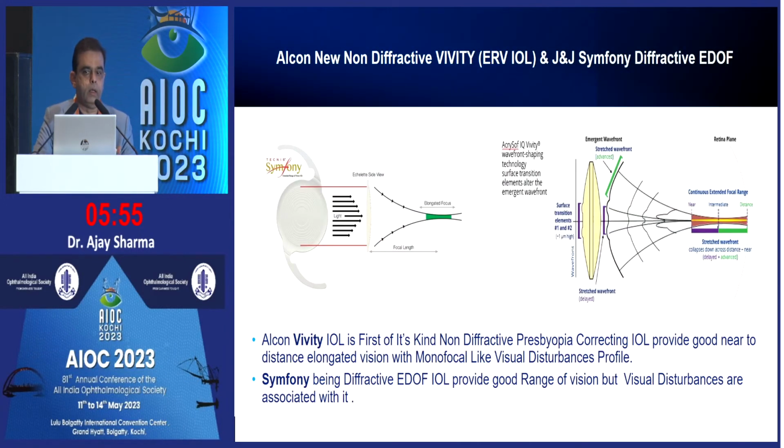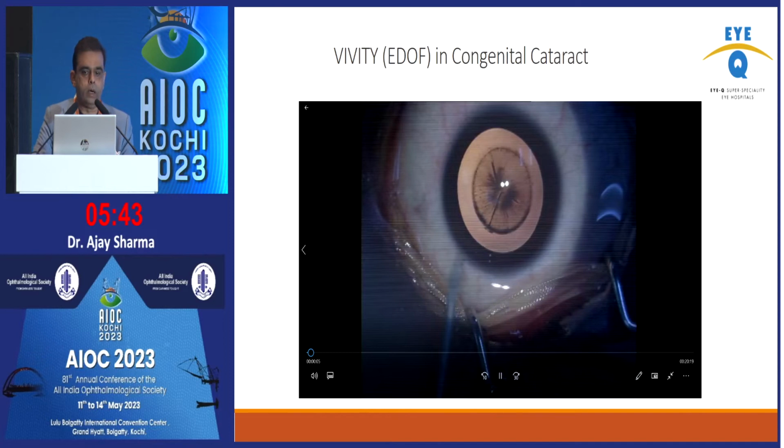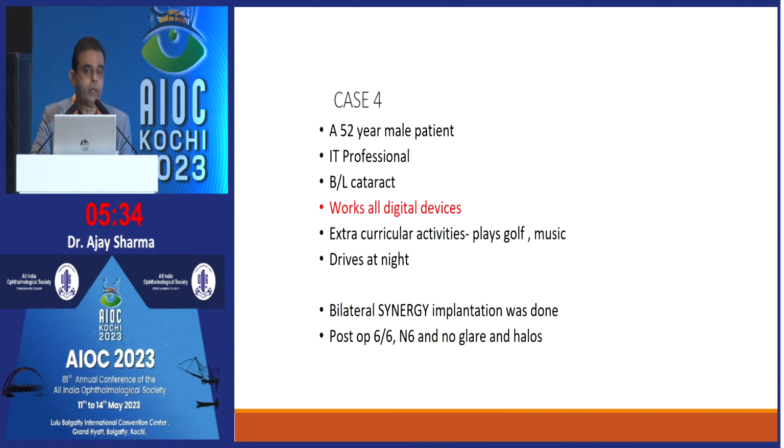This is a diffractive lens which is available. One is the Symfony, the other is the Vivity from Johnson and Johnson. They both have different technology. I am not going to the videos. This is a congenital cataract patient who was implanted with Vivity, and the patient is happy. But again, an add of around 1.25 for near was added after 3 months in that young patient.